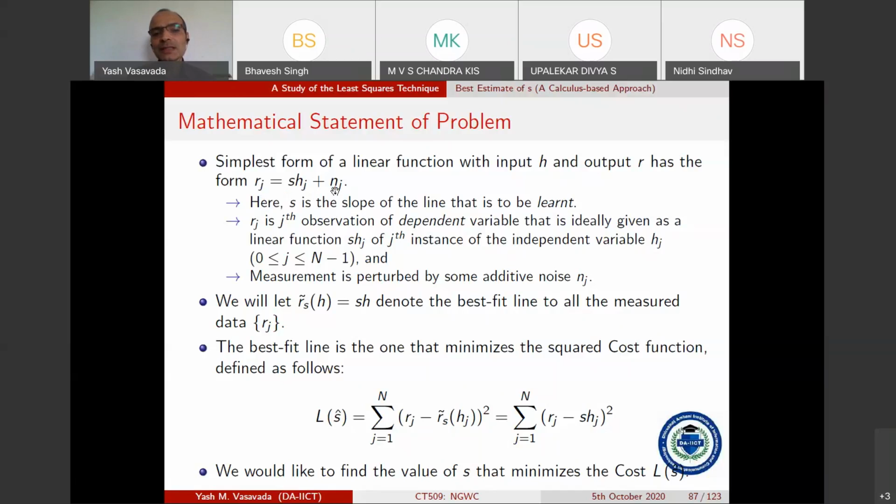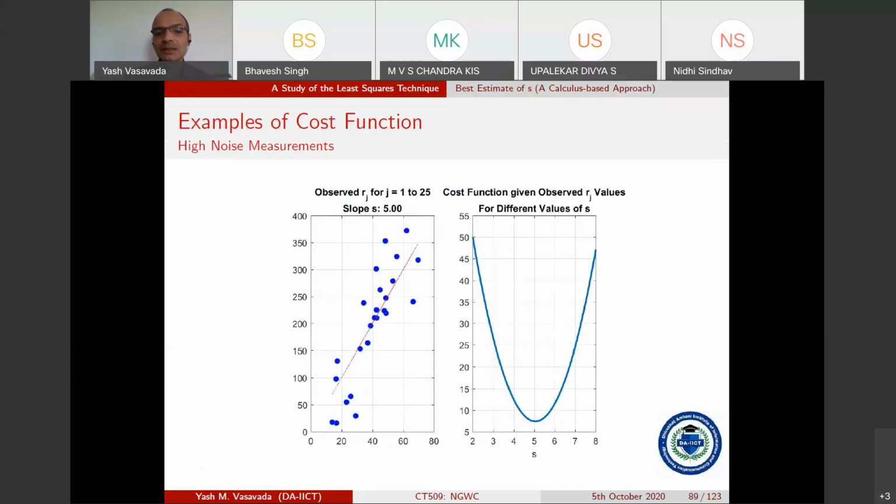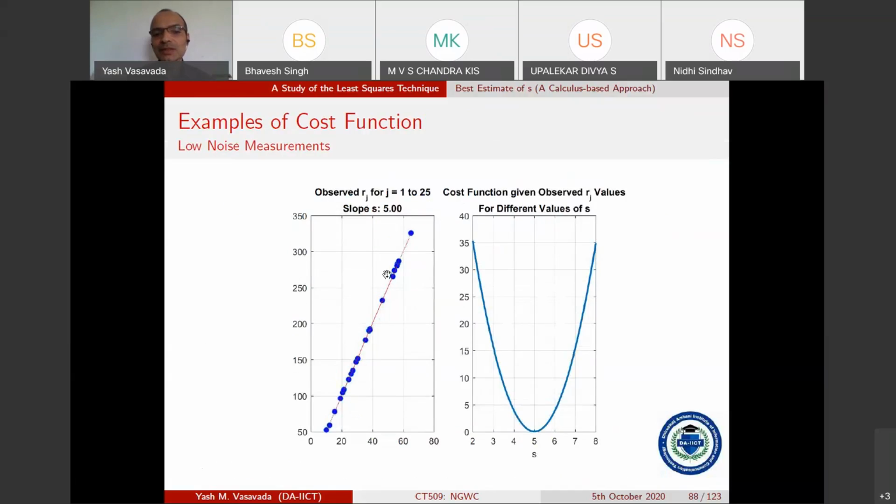And the effect of noise is going to be that my actual observations will not fall exactly on the line, but they will kind of go up and down. So let me just show you a picture. Look at these two pictures on the left-hand side. This is one picture where these blue dots are R of J, and I have made noise to be pretty small. It's a low noise measurement case. And so you can see that different values of R of J, a total of 25 data points, together form almost a straight line.